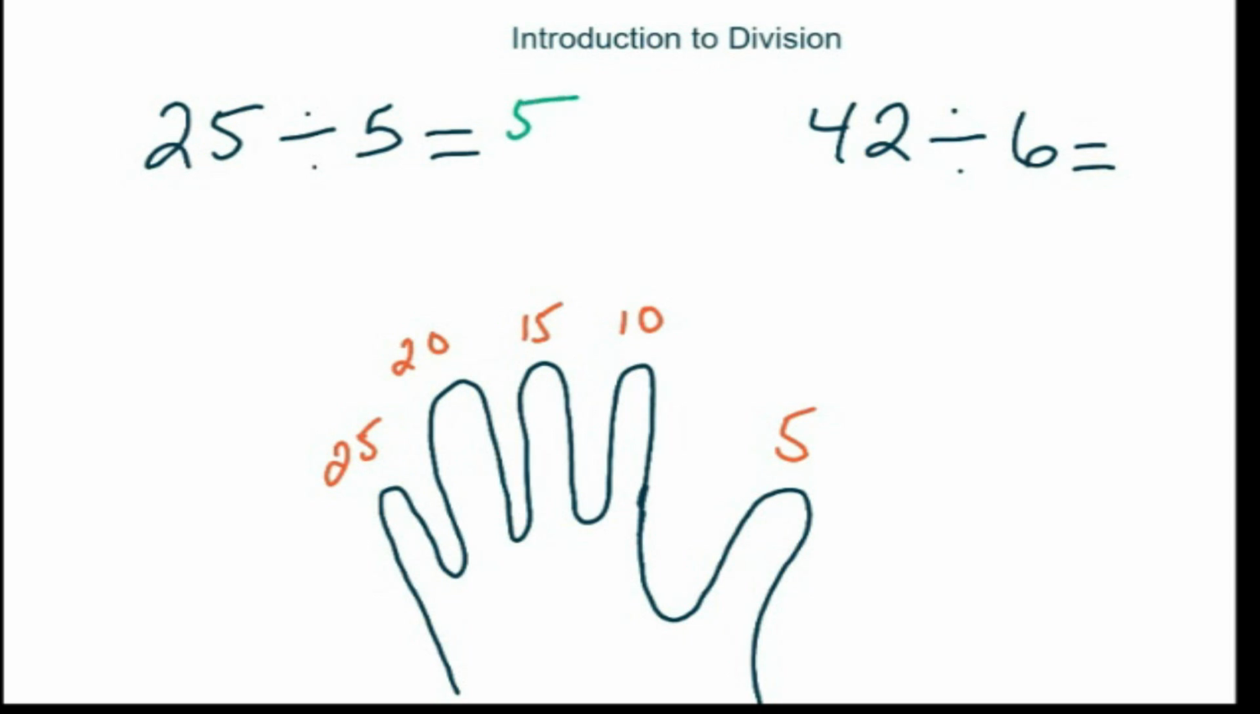Let's try that again. Our next example is 42 divided by 6. In this example, I want you to count on your fingers again using both hands. And while you count on your fingers, I'm going to write the numbers down. We're going to count in multiples of 6.